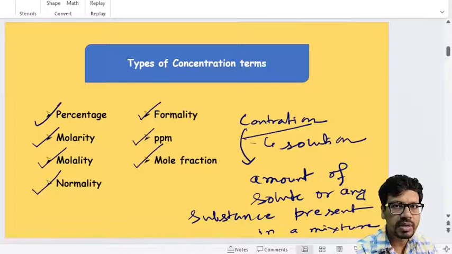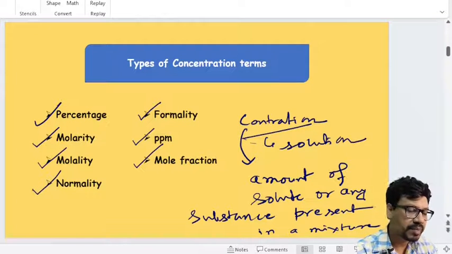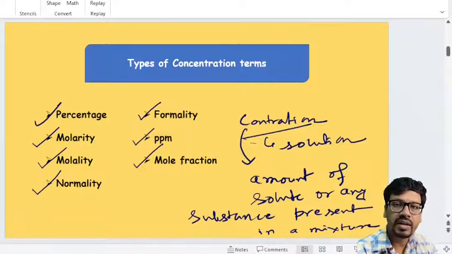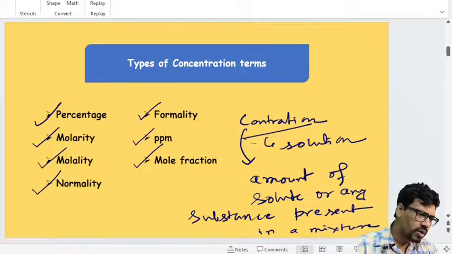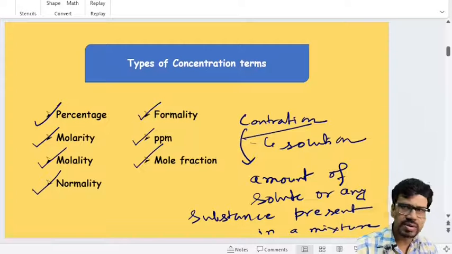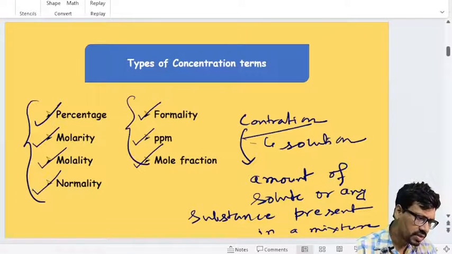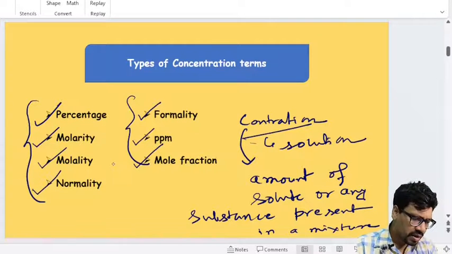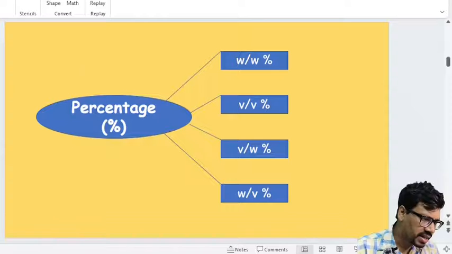For solution chemistry, the concentration is used. But for a gaseous substance, the active mass is replaced by partial pressure. So today my discussion is on the concentration term. There are lots of concentration terms used in chemistry. First of all, I discuss the percentage term.